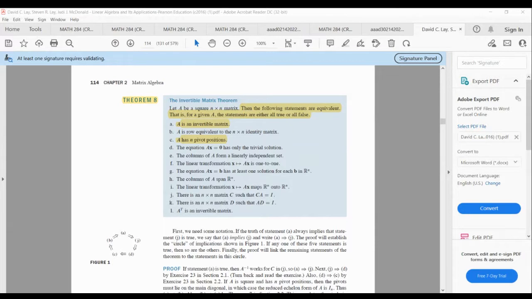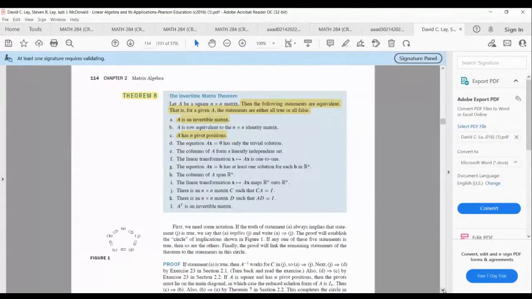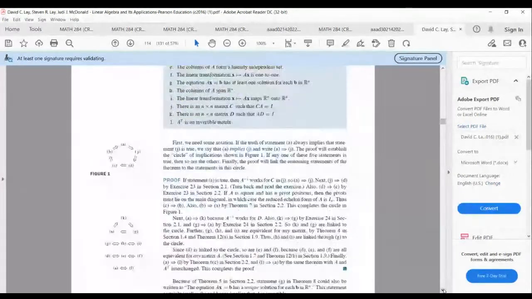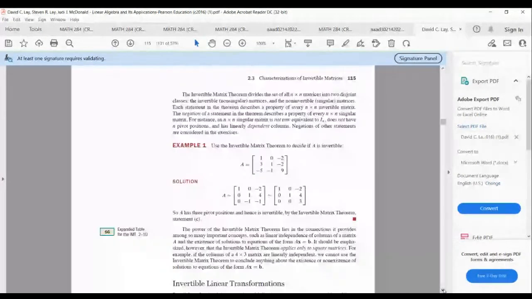And what we're going to be doing is looking at some of the results of this invertible matrix theorem as part of our next class, Wednesday's class. But let's take a look at maybe an example or two here.